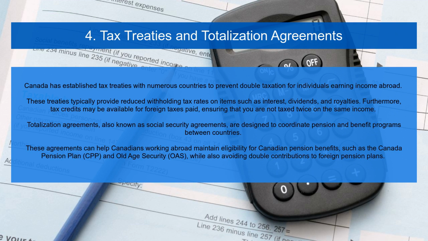Canada has established tax treaties with numerous countries to prevent double taxation for individuals earning income abroad. These treaties typically provide reduced withholding tax rates on items such as interest, dividends, and royalties. Furthermore, tax credits may be available for foreign taxes paid, ensuring that you are not taxed twice on the same income. Totalization agreements, also known as Social Security agreements, are designed to coordinate pension and benefit programs between countries. These agreements can help Canadians working abroad maintain eligibility for Canadian pension benefits, such as the Canada Pension Plan, CPP, and Old Age Security, OAS, while also avoiding double contributions to foreign pension plans.